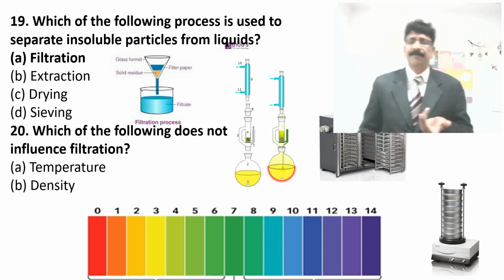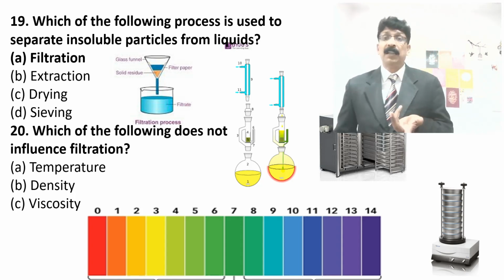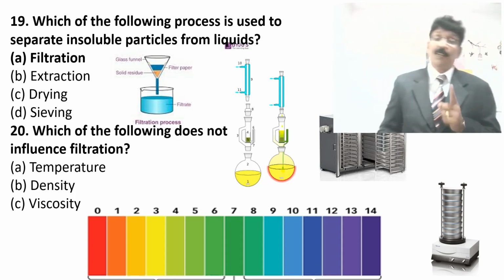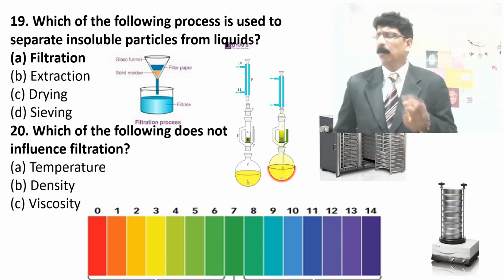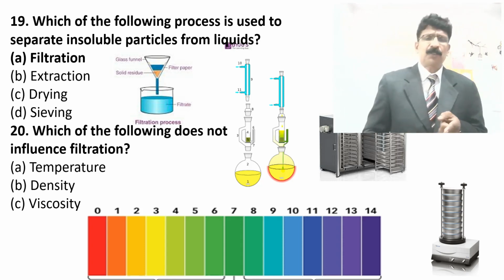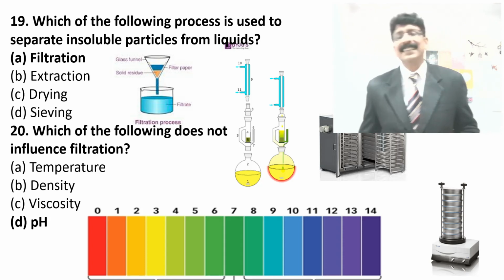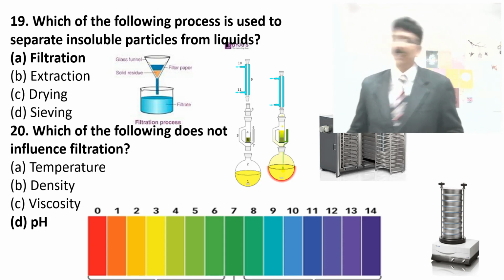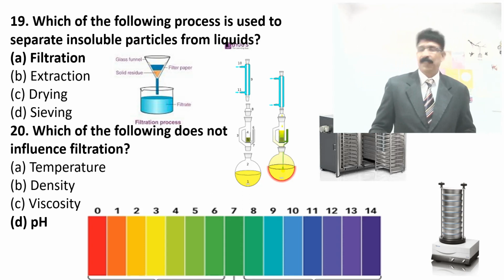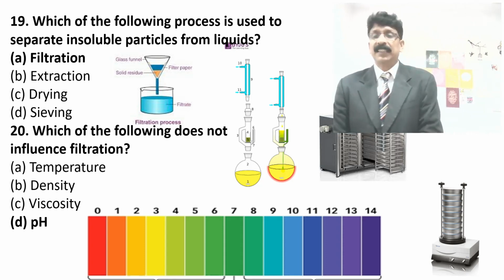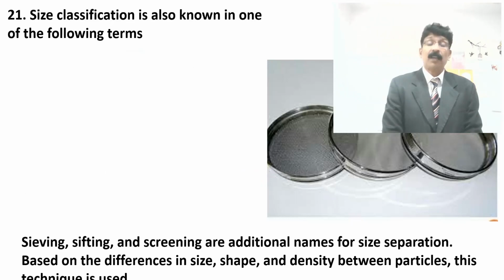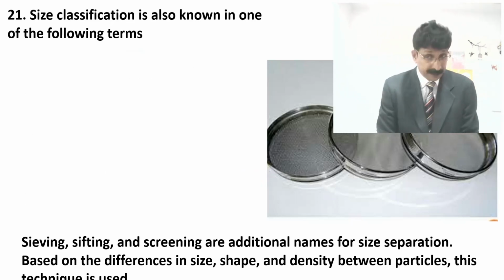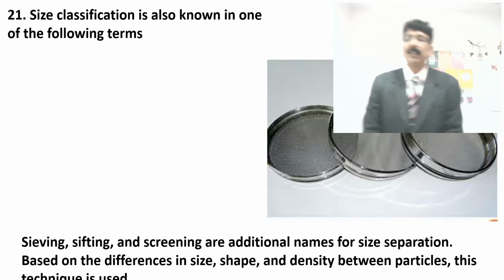Density also has an impact. Viscosity also influences filtration: if the liquid is more viscous, it will take more time to filter. But pH does not have any influence on filtration. So among the four choices given, pH is the answer. Everything else has an influence on filtration.